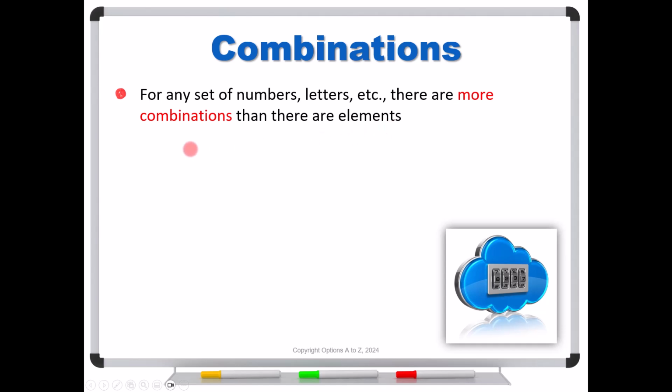So as a simple example, let's take the numbers 1, 2, 3. This is a set of numbers. We have 3 numbers. Well, how many combinations are there?